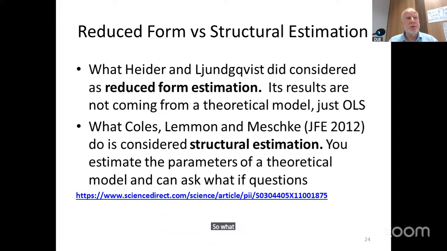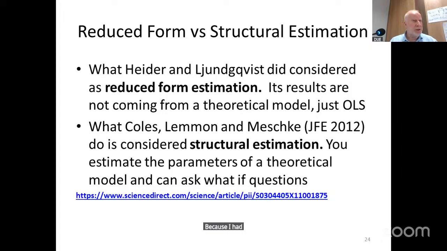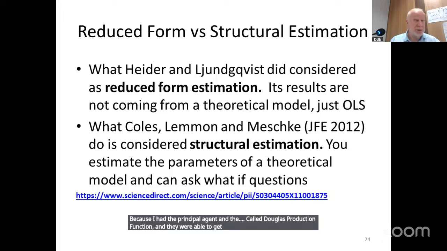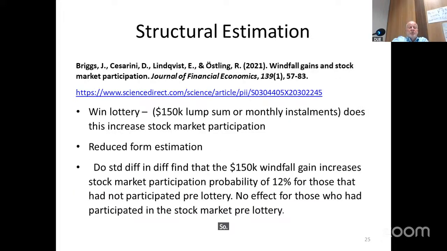So that's what Coles, Lemmon and Meschke did. They did one of the first structural estimations in this area because they had the principal agent model and the Cobb-Douglas production function, and they were able to get the elasticity of managerial input. So here's an example, another lottery one. This appeared in the Journal of Financial Economics.